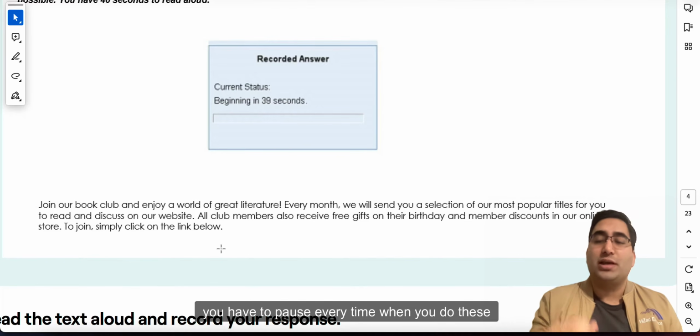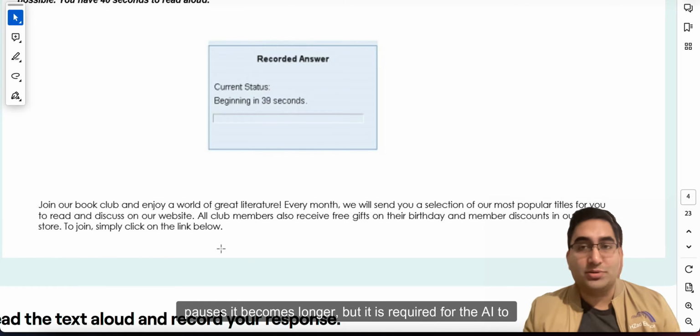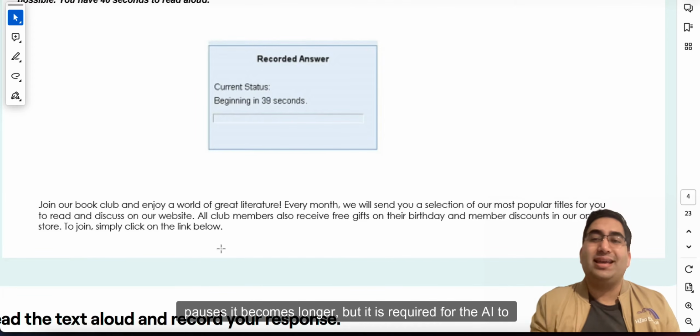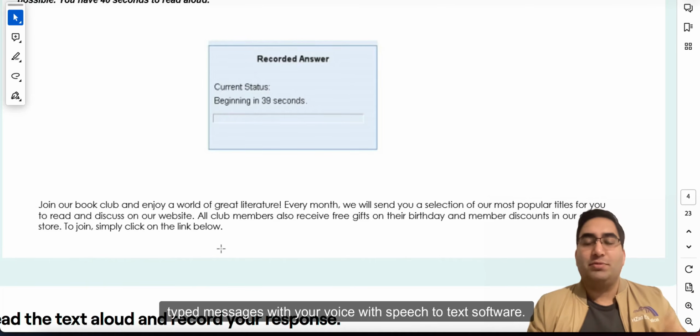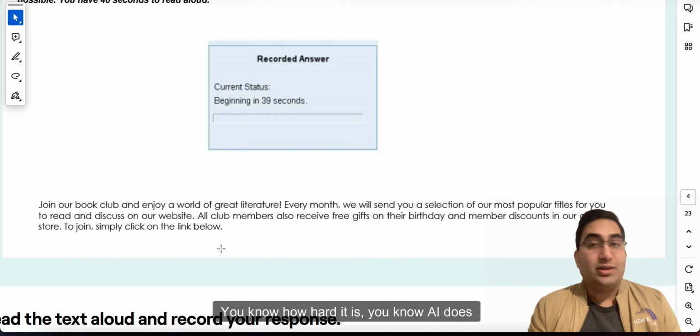Whenever you have those, you have to pause every time. When you do these pauses, it becomes longer, but it is required for the AI to recognize how you're speaking. If you guys have ever typed messages with your voice with speech-to-text software, you know how hard it is.